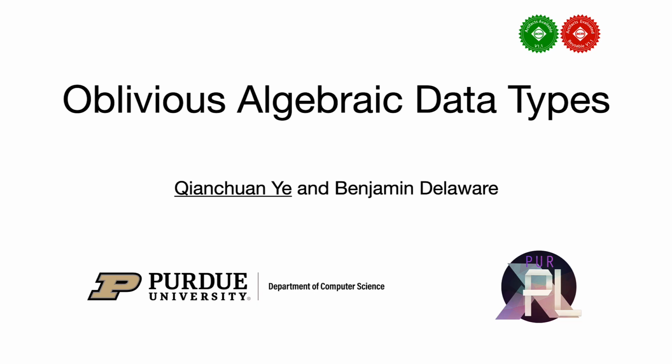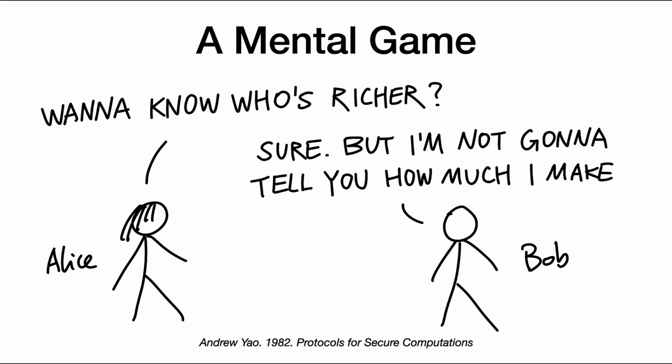Let's talk about oblivious algebraic data types. Consider this mental game called Yao's Millionaires problem. Let's say Alice and Bob, two millionaires, want to decide who's richer without disclosing their actual wealth. In other words, they want to compute something together, in this case a boolean indicating who's richer, and they want to do so without revealing their private input, their wealth.